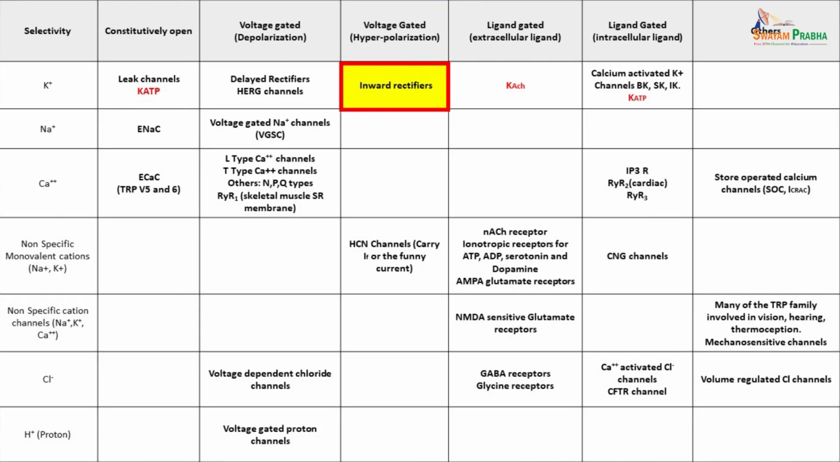And we're talking about inward rectifier potassium channels. These are primarily two channels. One is the KATP channel, which is shown in red. The second is the potassium acetylcholine channel, or the KACH channel, which is shown in here. You will see that the KATP channel is shown as a ligand gated channel by an intracellular ligand. It's also shown as one of the channels that are constitutively open at the RMP. So the KATP channel is a constitutively open channel and is also an intracellularly gated ligand gated channel, whereas the acetylcholine potassium channel, or the KACH channel, is a ligand gated channel that is gated by an extracellular ligand.